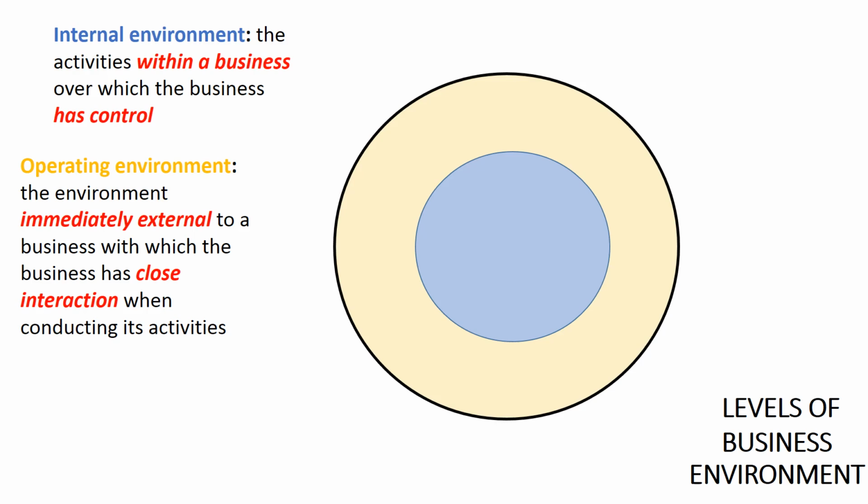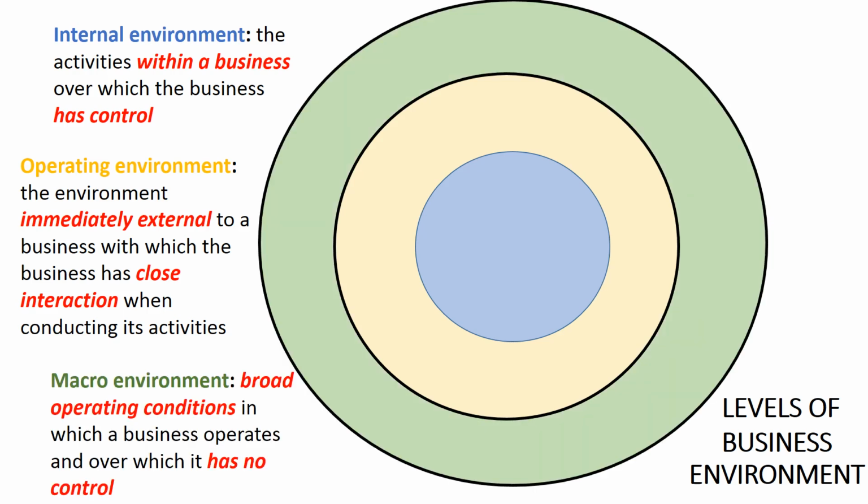And if ever you're asked to define or describe the operating environment for a business, make sure that you include in that definition or description the highlighted words. The third and final level of the environment in which a business operates is the macro environment. The macro environment refers to the broad operating conditions in which a business operates and over which the business has no control.